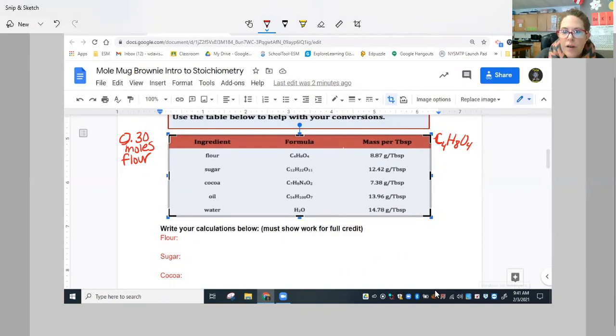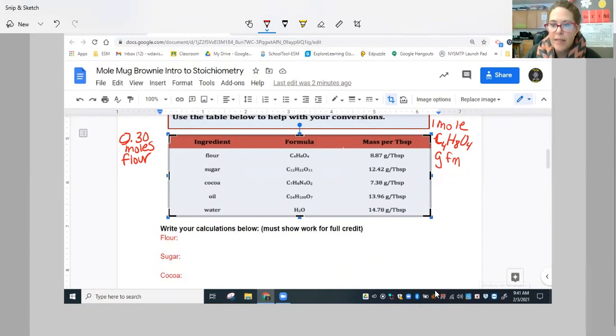I know that 1 mole of my formula is equal to the gram formula mass. So 1 mole of flour is equal to the mass of C4H8O4. And I do have my periodic table, and I can calculate this gram formula mass.